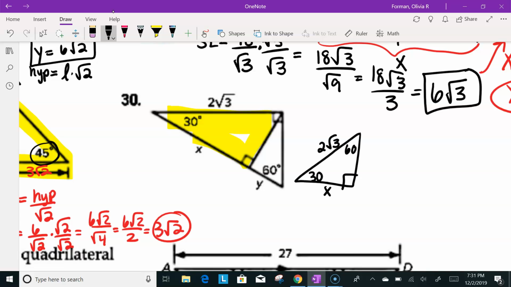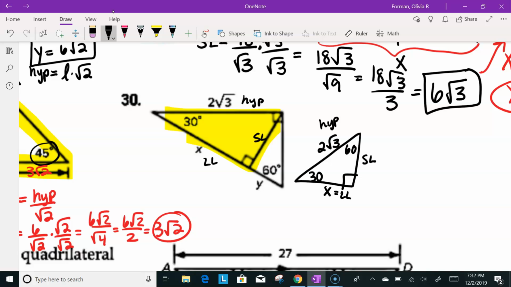We're looking for x. Okay, so when I look at this, that 2 square root of 3, that's my hypotenuse. X is going to be my long leg, and over here, this is our short leg. So this right here is the short leg of that triangle that we're looking at here. Short leg, long leg, hypotenuse. And that's the same diagram I've drawn off to the right there.